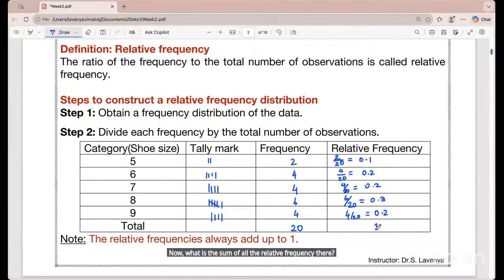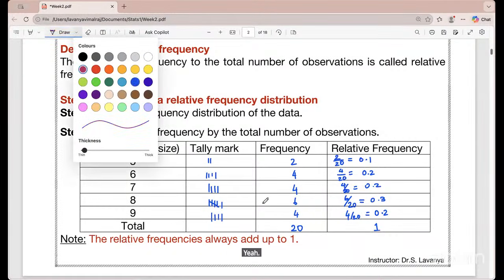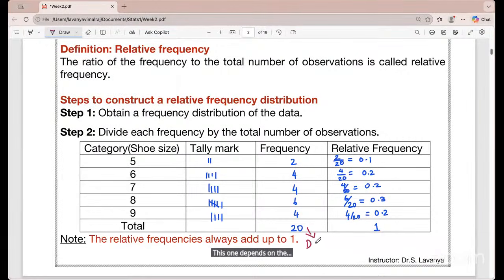1. Okay, so the frequencies depend on the given data set, but this sum is always fixed. This value here depends on the size of the data set.